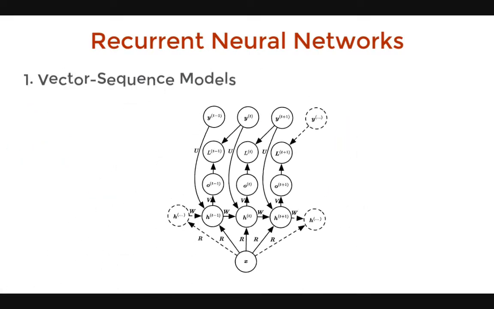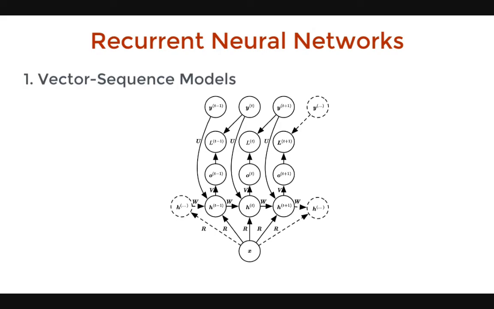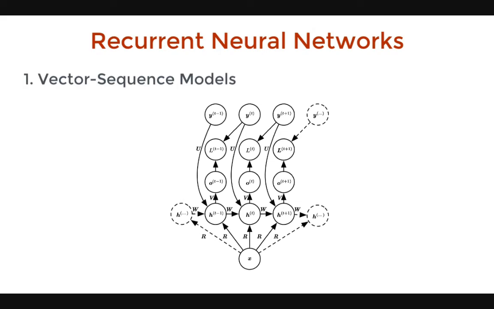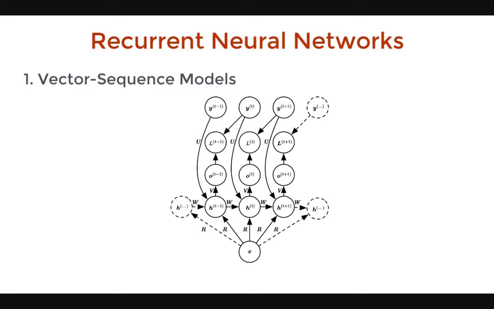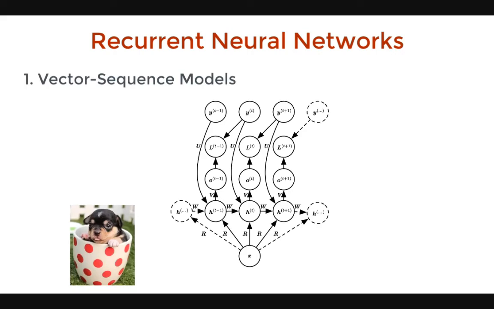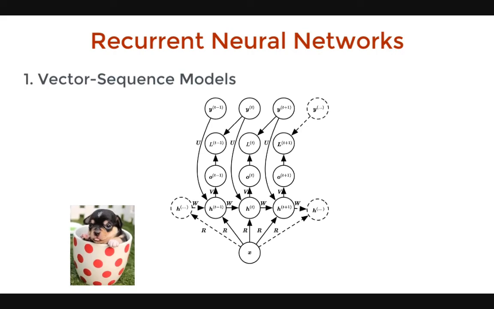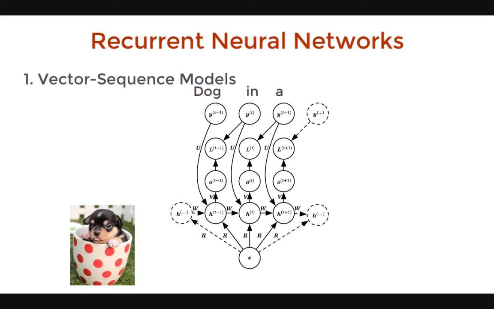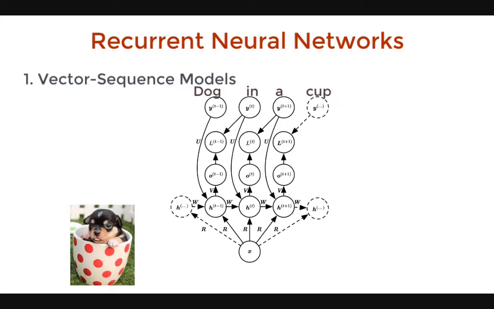The first is vector-to-sequence models. These neural nets take in a fixed size vector as input, and it outputs a sequence of any length. In image captioning, for example, the input can be a vector representation of an image, and the output sequence is a sentence that describes the image.